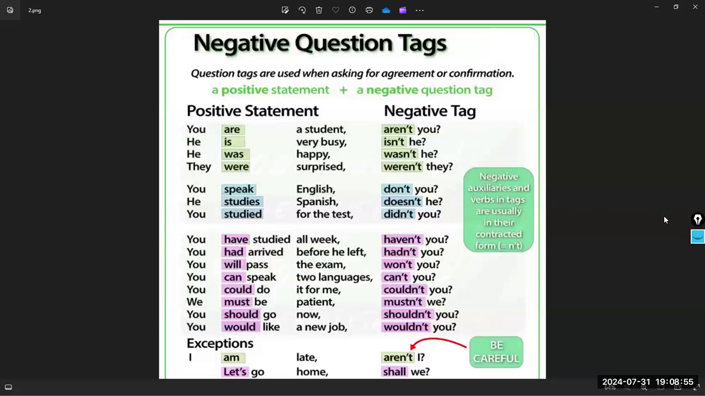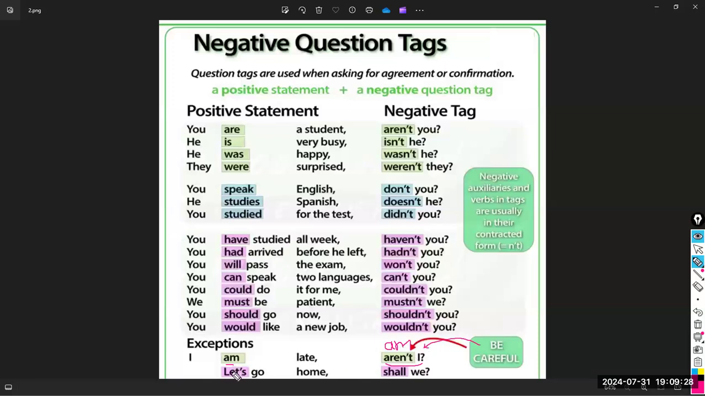Okay. Now, the final rule is talking about exceptions. For example, guys, if you have for example, I am late, I have to say and I, this is the normal one. But the verb doesn't accept the abbreviation. Because the verb doesn't accept the abbreviation, I cannot say amn't I. I have to say aren't I. This is the first exception. Be careful about this exception. Okay?